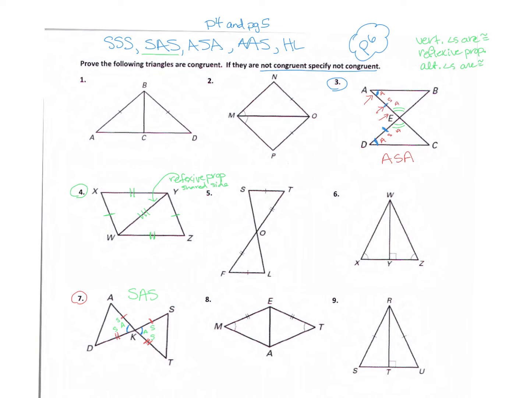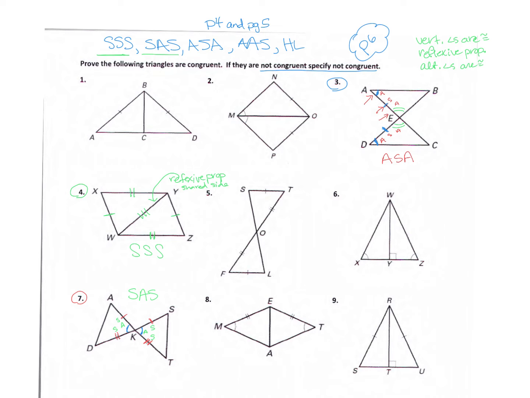And now I can clearly see I have no angles marked, but I have all 3 sides in one triangle congruent to the 3 sides in the other triangle. This then is an example of my side-side-side congruence theorem. Let's take a look at another problem that has the reflexive property. Let's take a look at number 6.